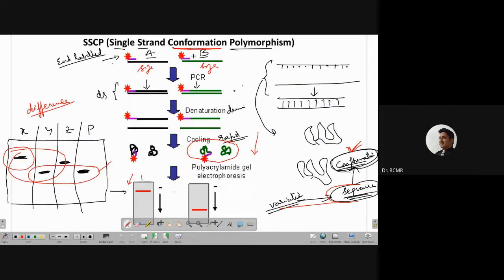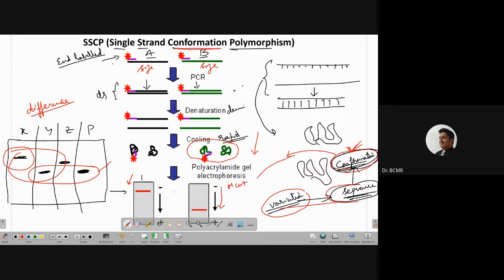Then we discussed single strand conformation polymorphism. A variation in sequence can cause a variation in conformation, and a variation in conformation can cause a variation in mobility. So if molecules have almost the same molecular weight but are moving at different rates, that means there is a change in the conformation.